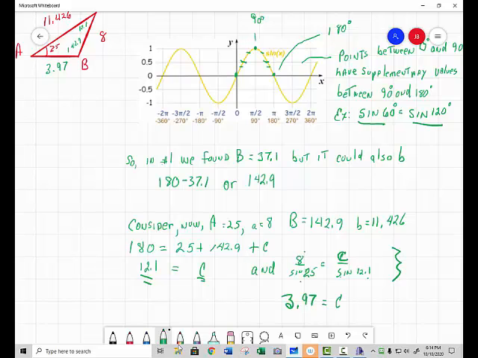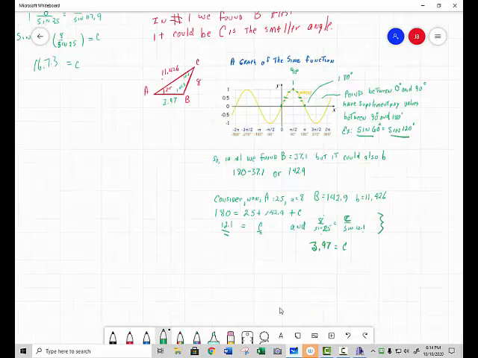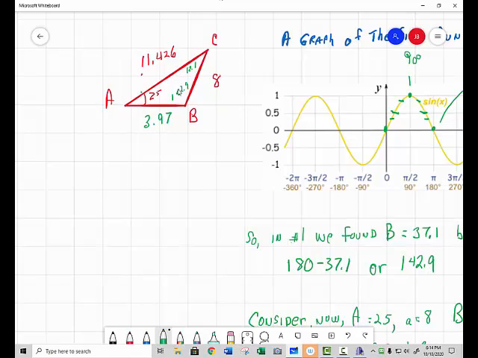So now we have a different triangle, and in that triangle, I still have angle A is 25. I have the side A 8. I have the side B 11.426, which is the same as it was. I have the supplement now of 142.9. Angle C is 12, and side C is 3.97.